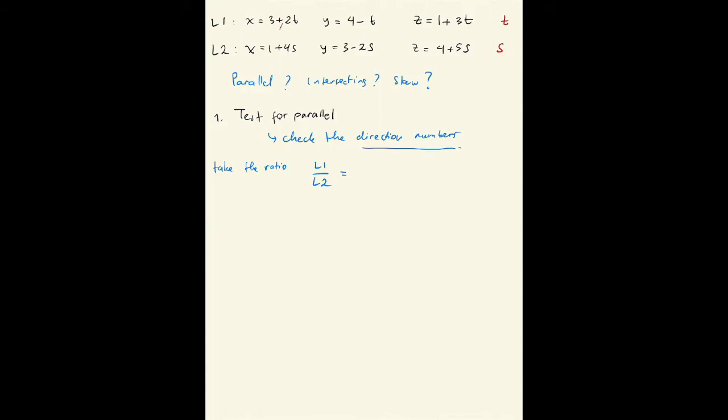So we can see here, this is 2 and 4, negative 1 and negative 2, right? This is positive 3 and 5. So first is 2 over 4 equal negative 1 over negative 2, 3 over 5. Okay. So if you see here, 2 over 4 and 1 over 2, it's similar, right? But then at the third part, it's 3 over 5. So it's not equal. So we can say that this is not parallel. So parallel means all the direction numbers should have the same ratio. Okay. So it's not parallel.